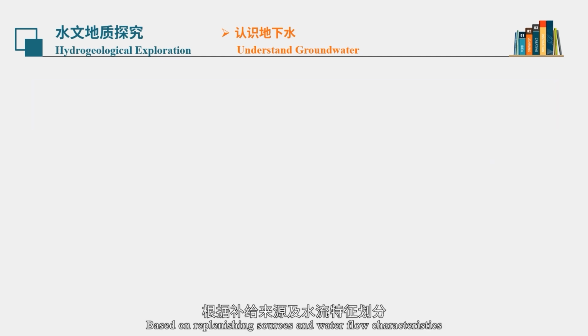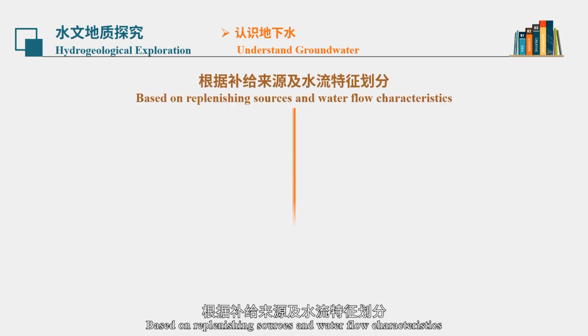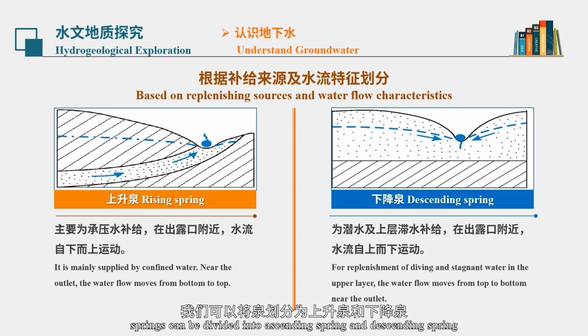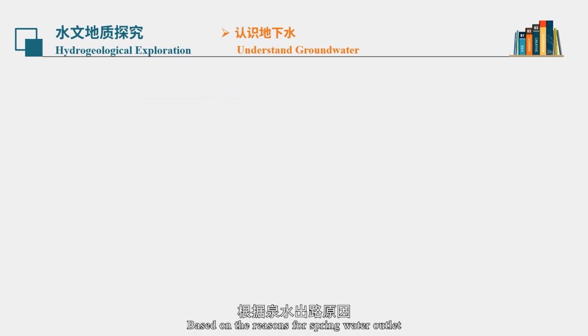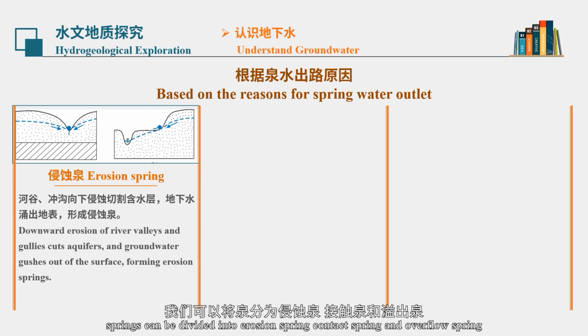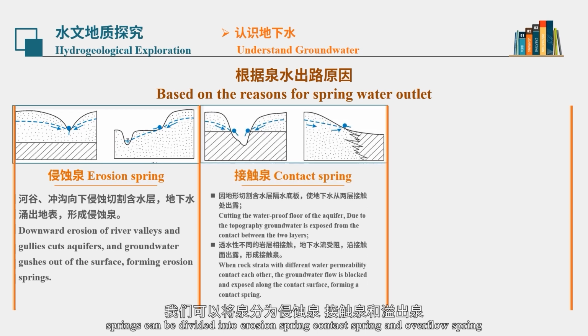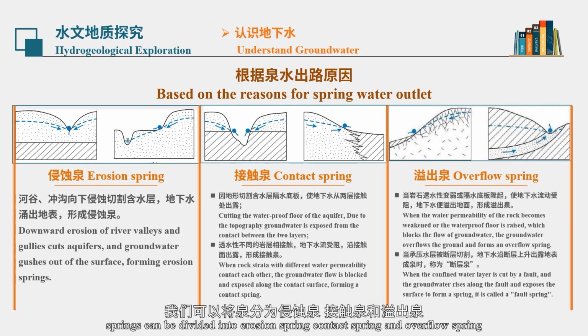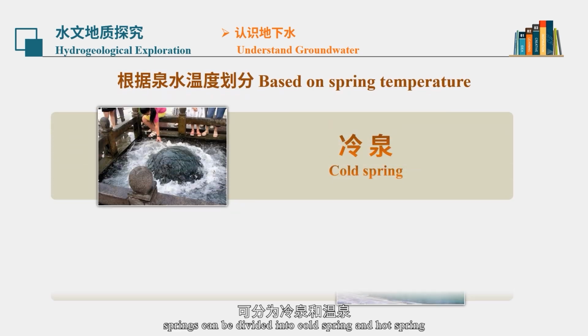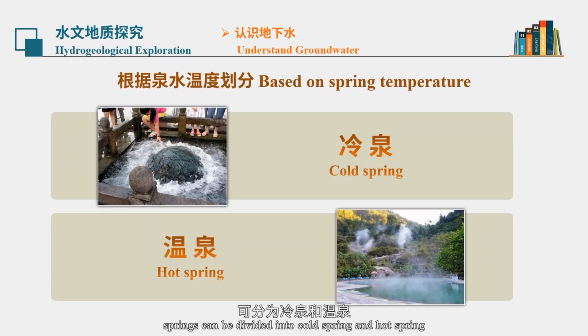Based on replenishing sources and water flow characteristics, springs can be divided into ascending spring and descending spring. Based on the reasons for spring water outlet, springs can be divided into erosion spring, contact spring, and overflow spring. Based on spring temperature, springs can be divided into cold spring and hot spring.